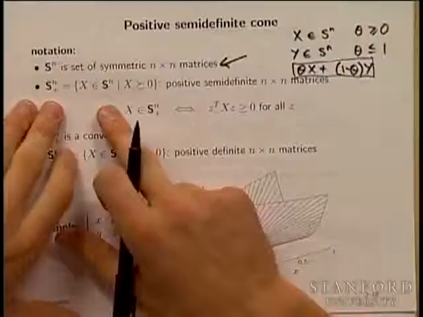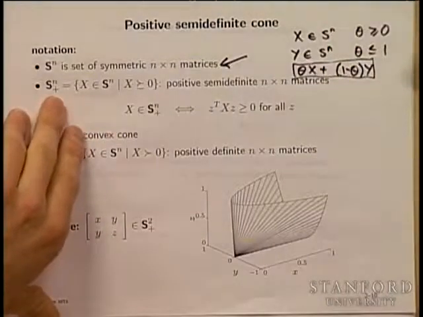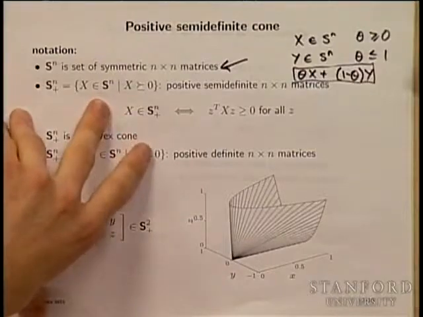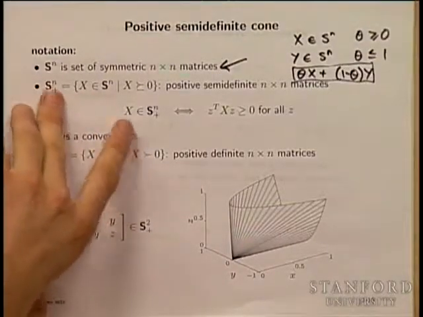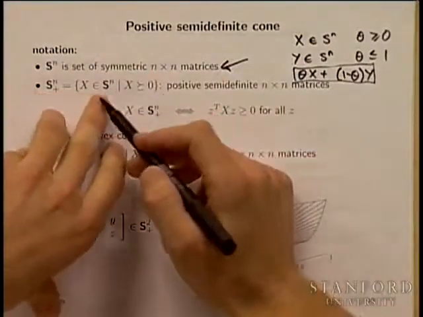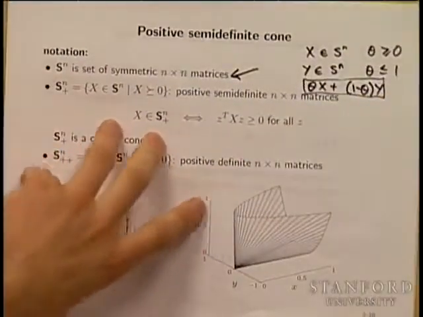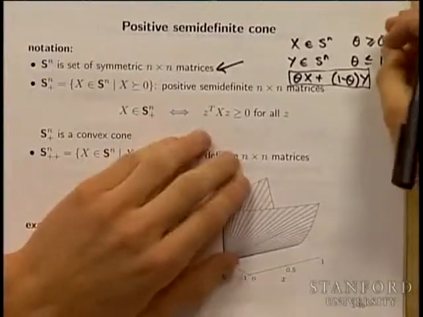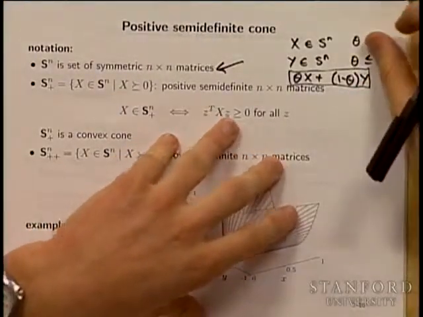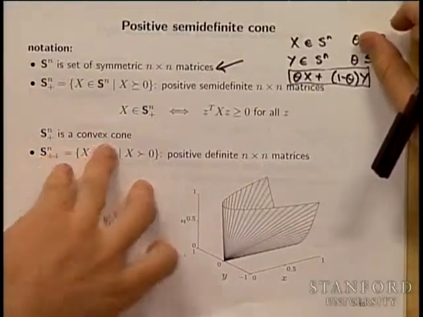Okay, so let's look at a more interesting set then. We'll define, and use this notation extensively, S sub plus sup n as the set of positive semi-definite n by n matrices. And when we say S, we'll assume that they're symmetric. If you've forgotten what positive semi-definite means, it means that when we take a quadratic form such as z transpose xz, it's greater than or equal to 0 for all z. So here's the claim: S plus to the n is a convex cone.